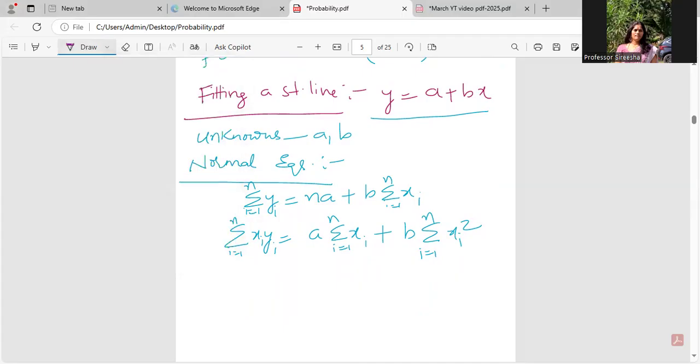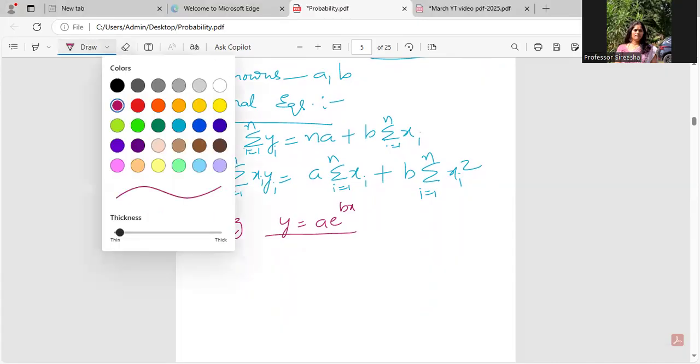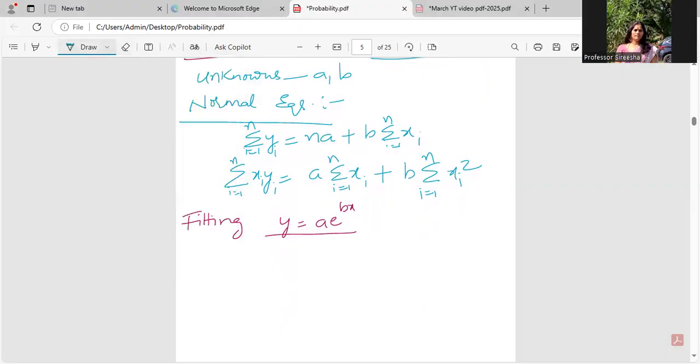Fitting the next curve. Okay. Fitting y is equal to a e power bx. This would be called an exponential curve, guys. If you know linear, I mean how to fit a straight line, all the things will fall in line. Okay. Once you know one thing, we'll try to correlate everything to that only.